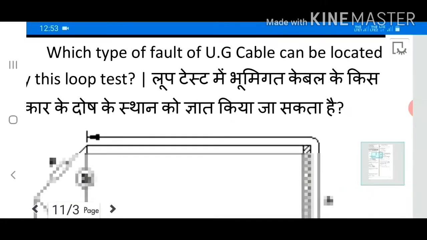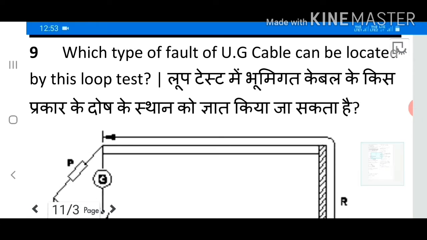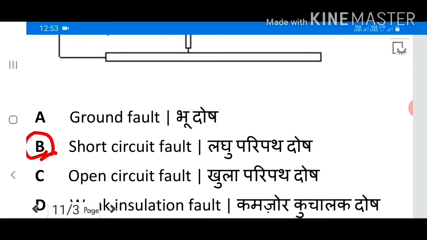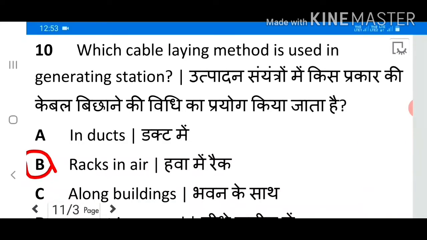9. Which type of fault of underground cable can be located by this loop test? Answer B. Short circuit fault. 10. Which cable laying method is used in generating station? Answer B. Racks in air.